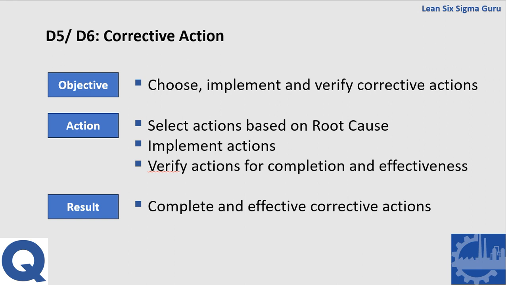We also verify these actions for 2 things. One is completion, the other is effectiveness. Again, this is to make sure the actions are actually done, actually complete, but also to make sure they're effective in eliminating the root cause. If they're not, why would we do them? Again, to assess effectiveness, we have to determine what the criteria are, how we're going to measure the data, and how we're going to judge the data ahead of time. Then, once it's complete, we can wait the appropriate period of time and judge whether the action has been effective or not. The result here needs to be complete and effective corrective actions.